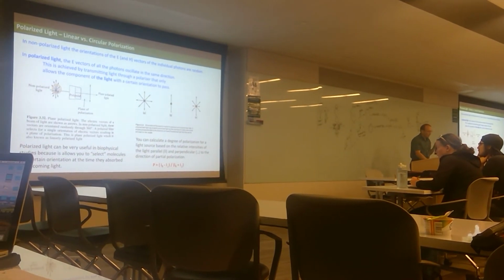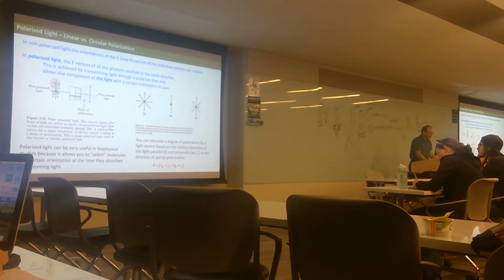Well, it turns out there are times when it would be really useful to have that not be random. So we can orient them so you get one position. We can do that via a polarizer.